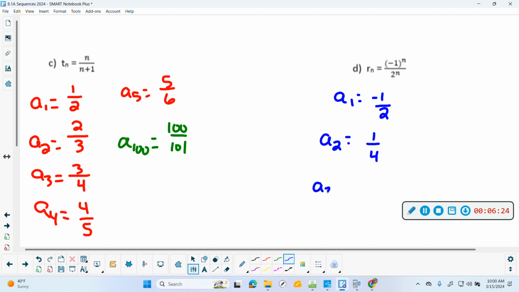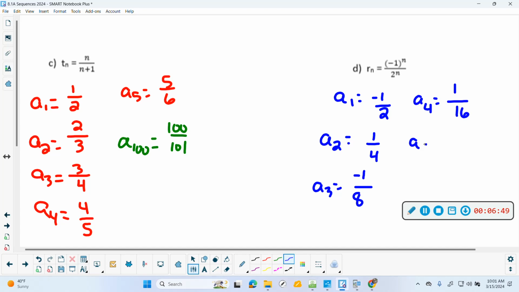Let's throw 3 in. What is negative 1 cubed? Negative 1. Negative 1 times negative 1 times negative 1. Negative 1. And what's 2 to the third power? 8. So notice the numerators are just rotating between negative 1 and 1. It's just because of that odd even exponent. Okay, to the fourth. Negative 1 to the fourth. And 2 to the fourth.